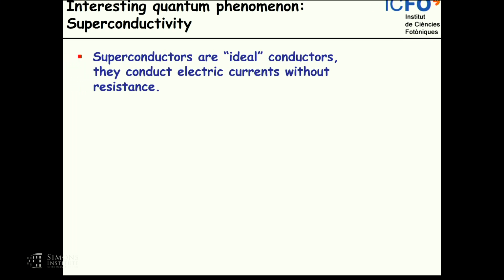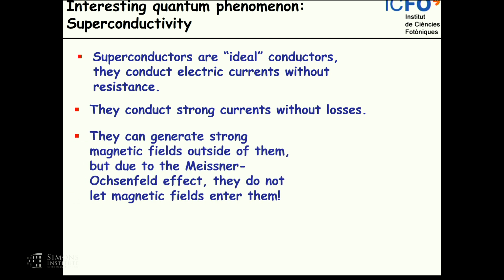So how does it work? Superconductors are ideal conductors that conduct electric currents without resistance. This is relatively simple. So obviously they are useful because they conduct strong currents without losses. If we had them at room temperature, we would solve the energetic problems of mankind. They also have a very interesting property that they can generate strong magnetic fields outside of them, but due to the so-called Meissner-Ochsenfeld effect, do not let magnetic fields inside.